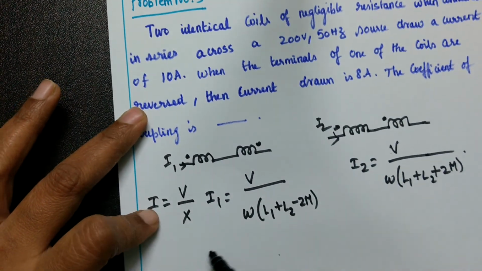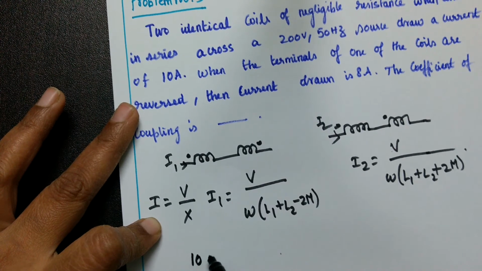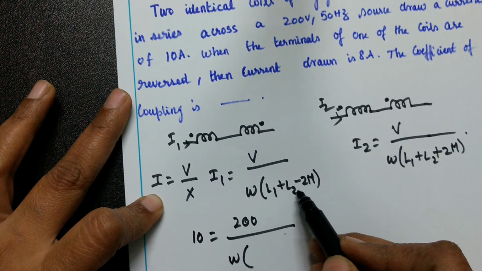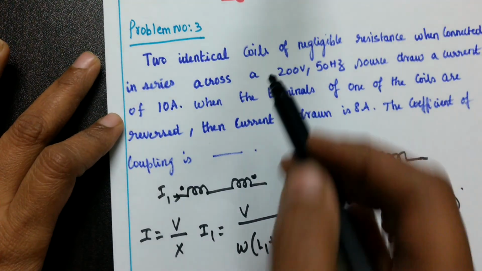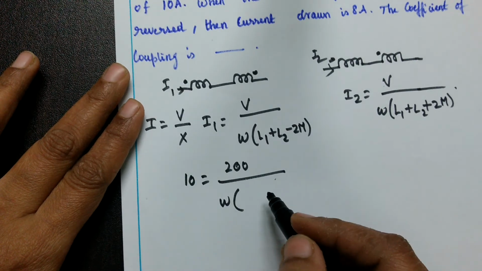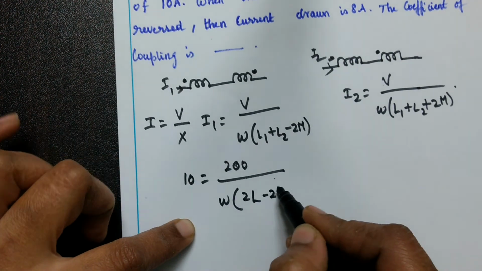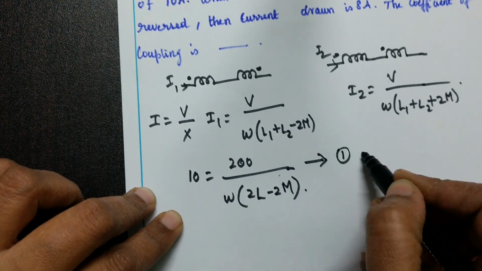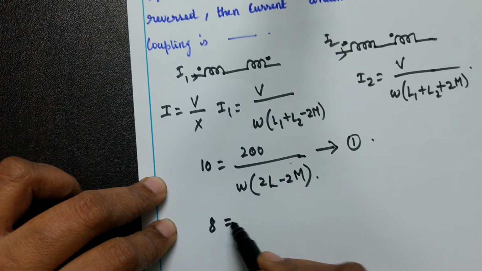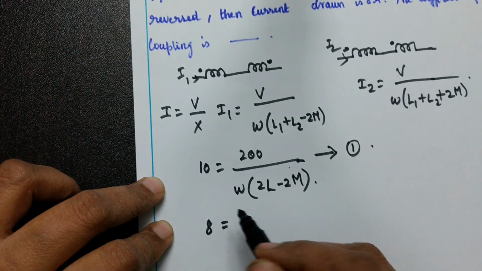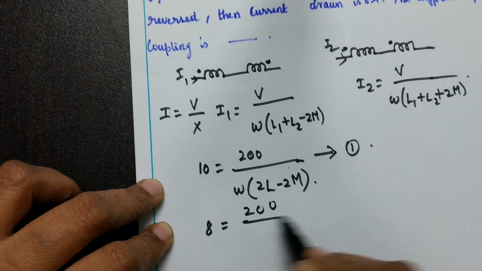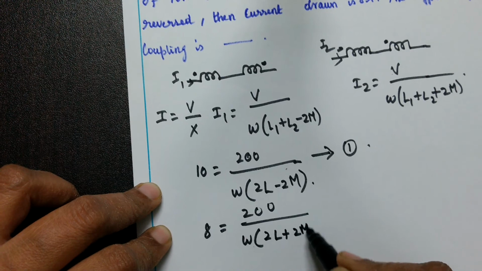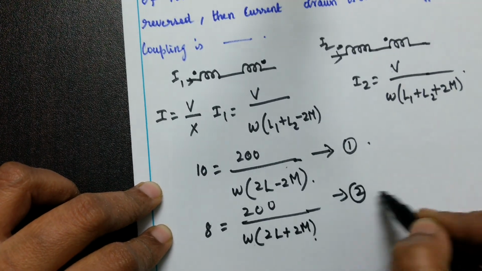Let me solve the problem. Here 10 equals V, given as 200 volt, by omega into L1 plus L2, and since the coils are identical, we substitute L1 equal to L2. So 2L minus 2M. This is taken as the first equation. And in the second equation, I2 is 8 amps, equal to 200 by omega into 2L plus 2M. This is taken as the second equation.